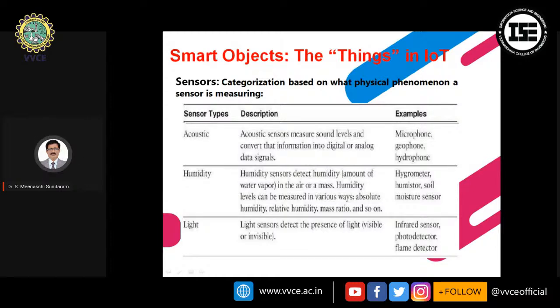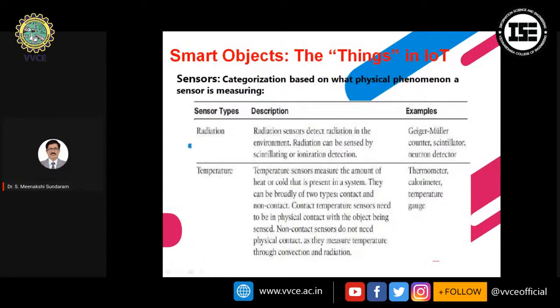Similarly, light sensors for understanding the presence of light, whether it is visible or invisible. As we know, infrared sensors, photodetectors, flame detectors, wherein we can sense the intensity of light, the presence of light, or no presence of light. So these are some of the sensor types. And one more is the radiation sensor type, where we can understand the radiation in an environment caused by scintillation or ionization. For example, with a scintillator or a neutron detector, we can understand the amount of radiation that has taken place in a device.